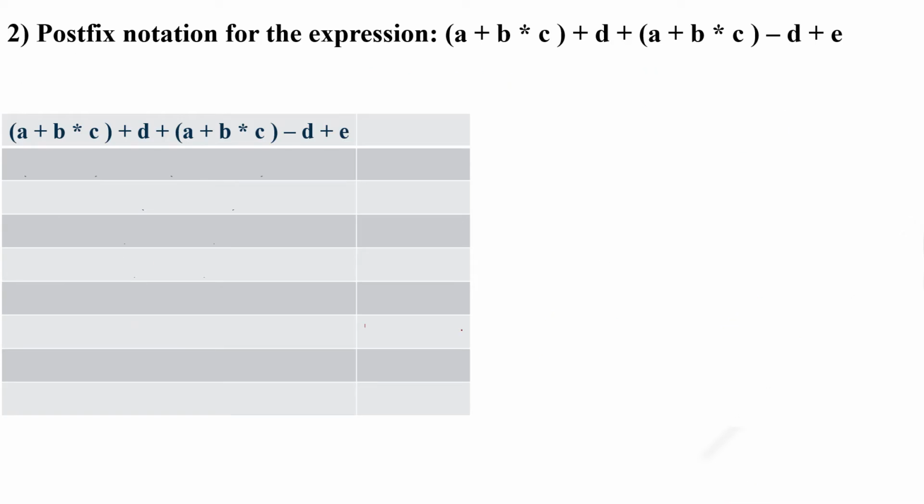So the next question is, write the postfix notation for the expression a plus b into c plus d plus a plus b into c minus d plus e. So in the syntax tree, which sub expression will be first evaluated? This one, b into c. So instead of b into c, we write a temporary variable, t1, where t1 equal to bc star in postfix manner.